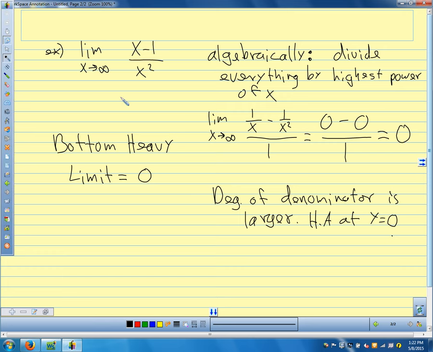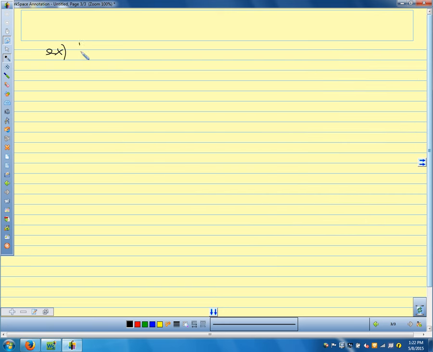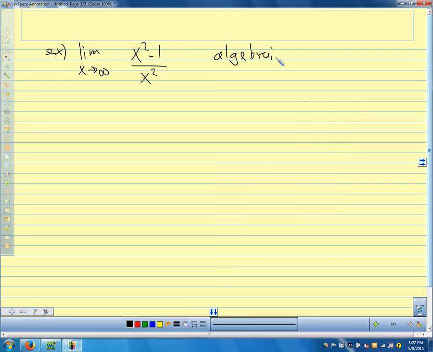Okay, let's look at another example. We're just going to do variations on this function. The limit as x approaches infinity of x squared minus 1 over x squared. Algebraically, and I'm going to do 2x squared. Just a little change.